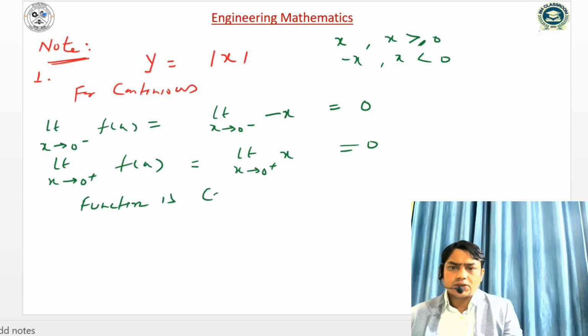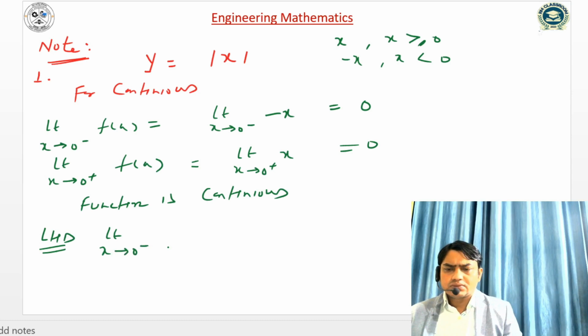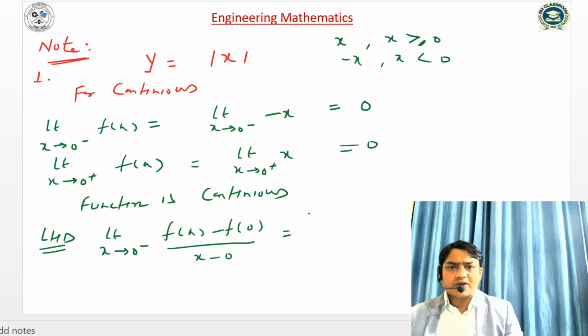Function is continuous. Now we have to check whether it is differentiable or not. So if I compute the left hand derivative, limit x tends to 0 minus, f(x) minus f(0) divided by x minus 0. So f(x) is minus x, so minus x minus f(0), which is 0, divided by x. So it will be minus 1.